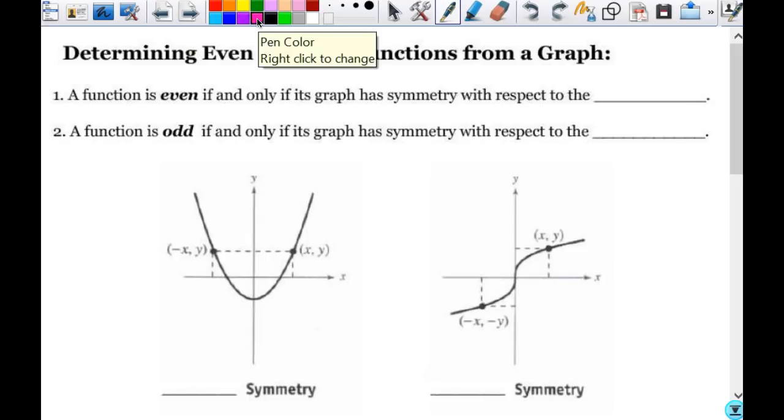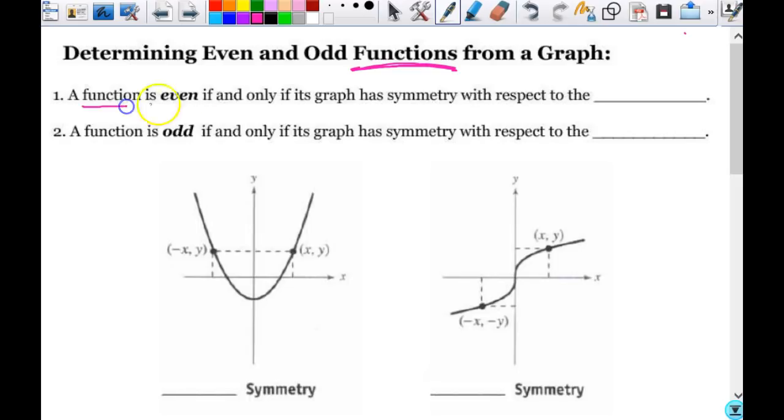Exactly. All right, so now we're going to determine even and odd functions from a graph. So whether or not they are functions. If they're not a function, we don't even care. That's why I only have 2 of the 3 graphs here. It may have symmetry, but it's not going to be a function.